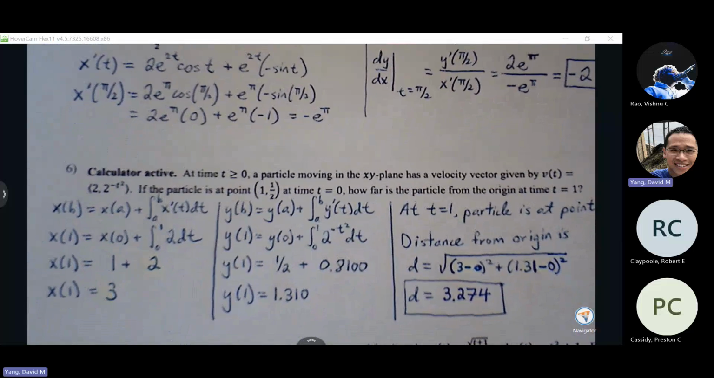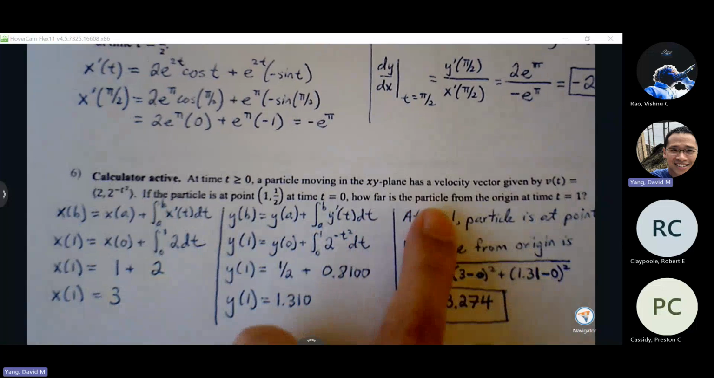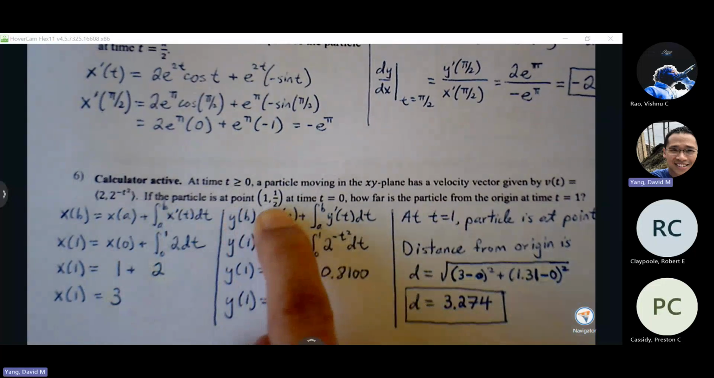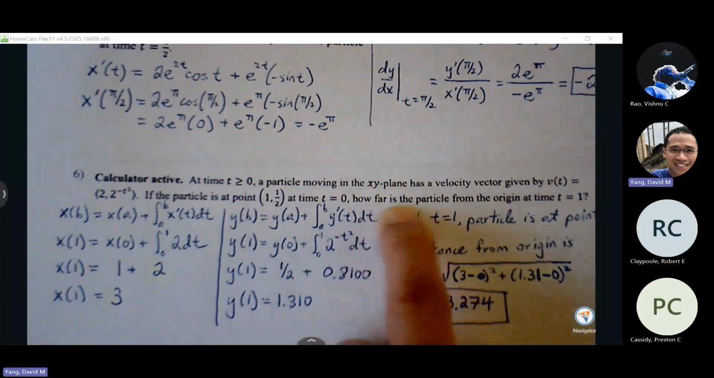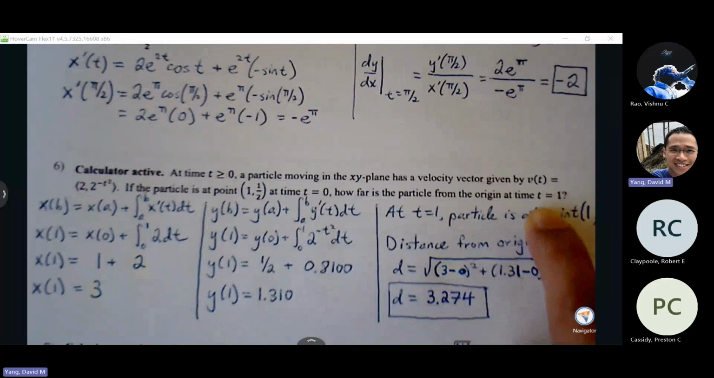Okay, page 10, number 6. At time t greater than or equal to 0, a particle moves in the xy plane with a velocity vector of v of t. The particle is at point (1, 2) at time t equals 0. How far is the particle from the origin at time t equals 1?